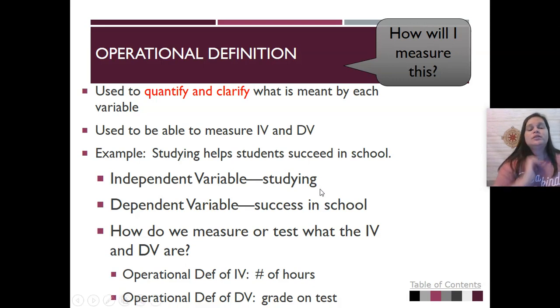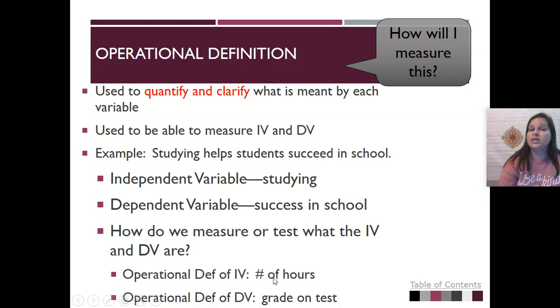Here's another example. Let's say our hypothesis is that studying helps students succeed in school. So our independent variable would be studying, that if you're studying, it's going to help you succeed. And then our dependent variable is your success in school. But how are we going to actually measure that? The operational definition is going to help us figure that out.